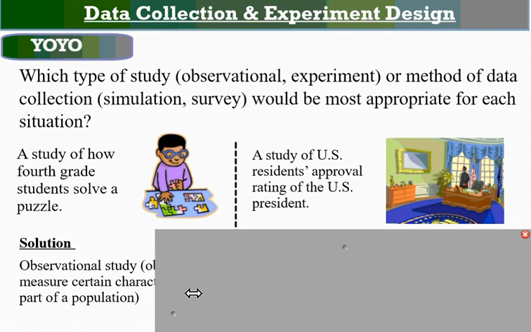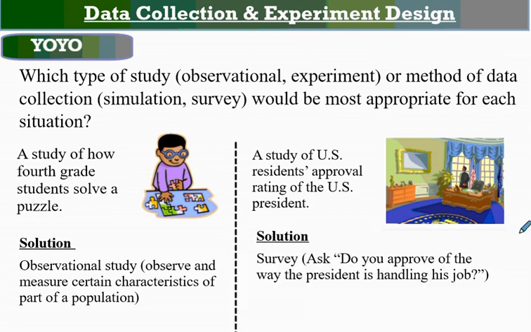Okay, here you go. The very first one, and I referenced this earlier, this would be an observational study. You would simply observe and measure certain characteristics of part of the population, just the students. You give them a puzzle, let them try it, and you see what happens. The second situation would be a survey. Simply ask, do you approve of the way the president is handling his job? So there we go. You get an example of all the 4 different types.